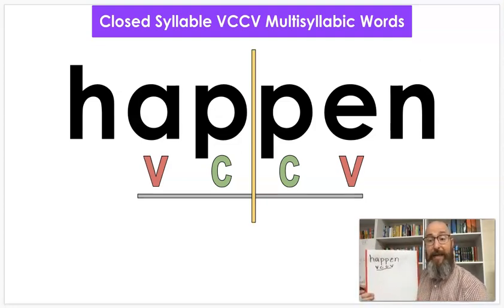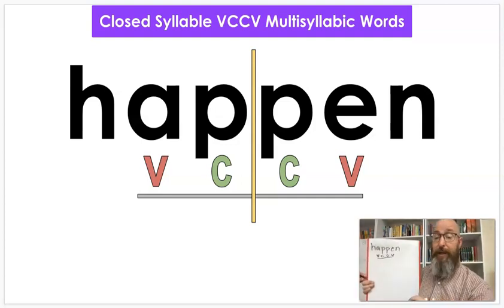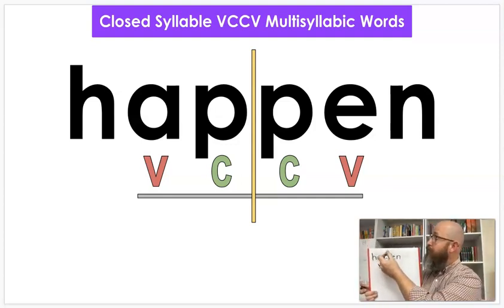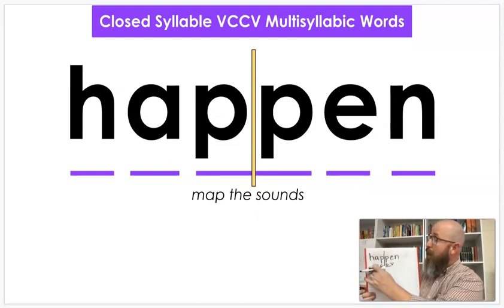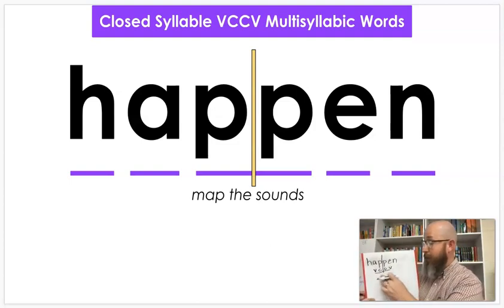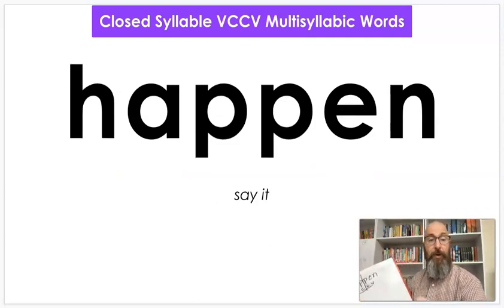Then we break it because it's a multisyllabic word. That means it has more than one syllable. And we break it between the 2 consonants. We draw a line. Okay? And then when we sound it out, we can map the sounds. Hap, pen, happen. And that's how we read multisyllabic words. And of course, you can sound them out and write them the same way. Let's try another one. And we're going to do these together.